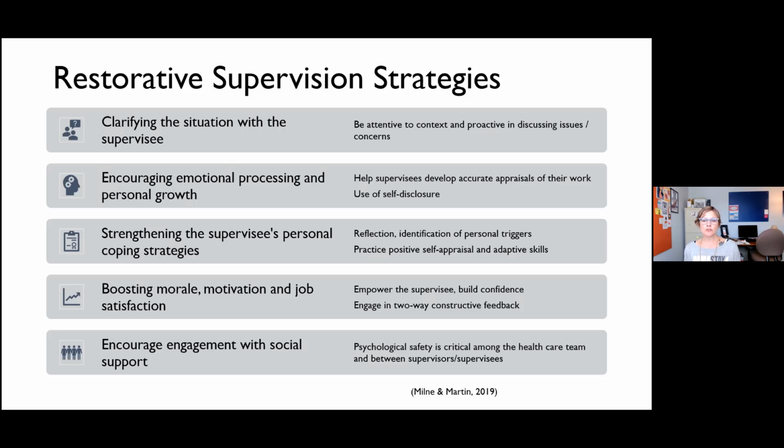Using social support. What's really critical here is that psychological safety is critical amongst the healthcare team to be effective and between the supervisor and supervisees. Psychological safety is an absolute must if we're going to have effective teamwork and to really engage in effective supervision. And an important note here, supervisors also benefit from social support.